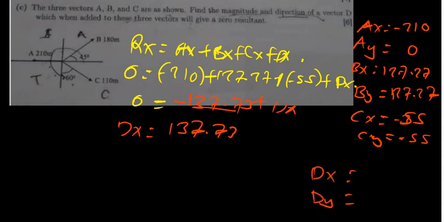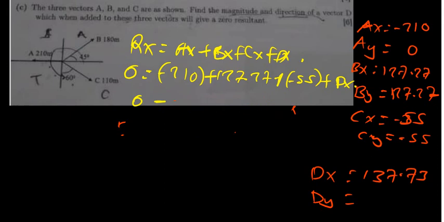So we have the Dx as 137.73. Let's find Dy using the same method.